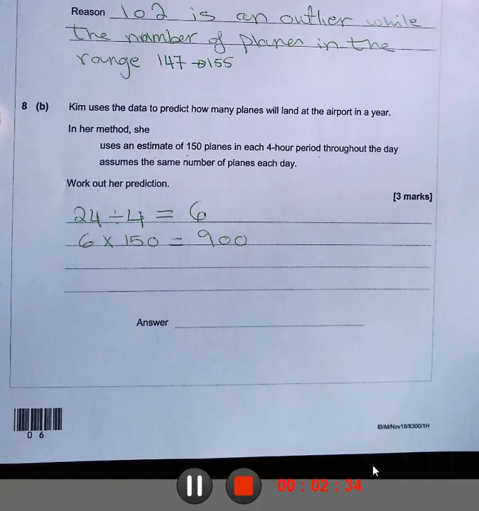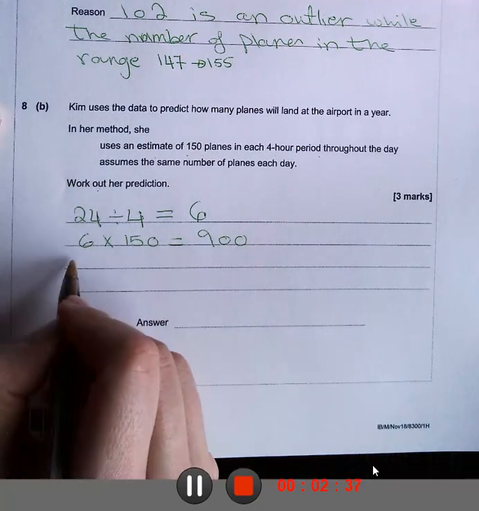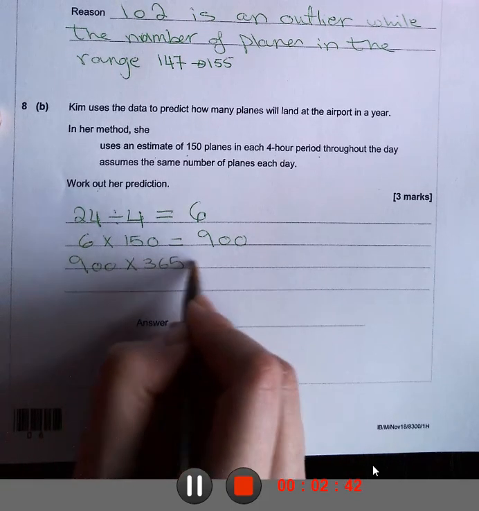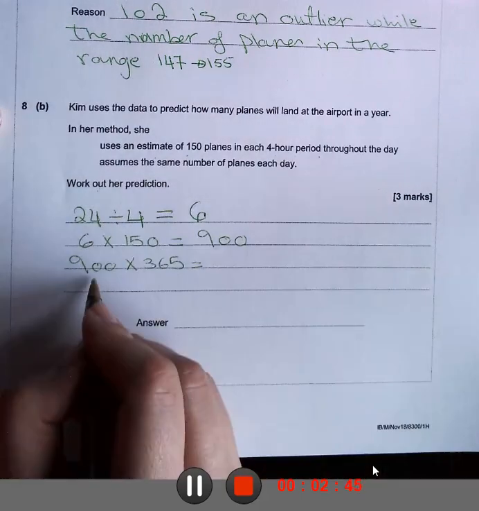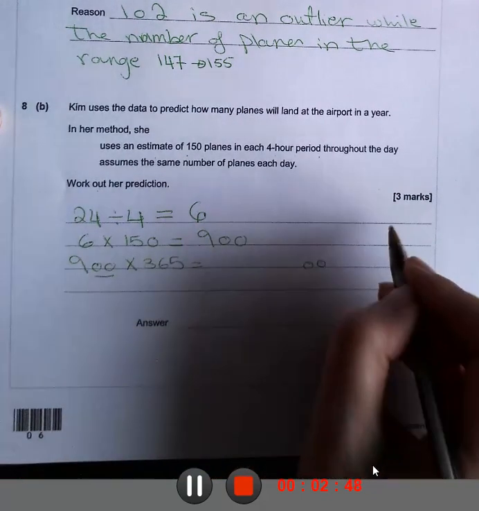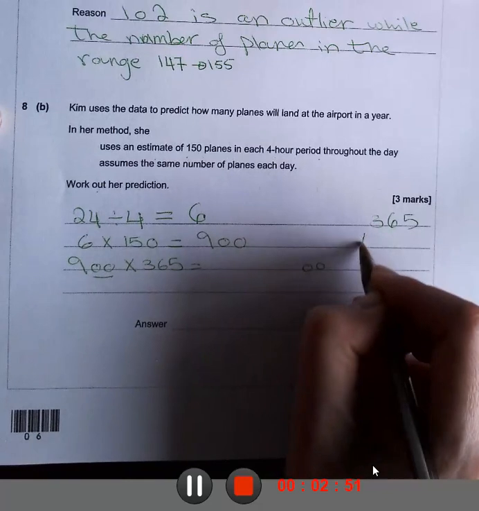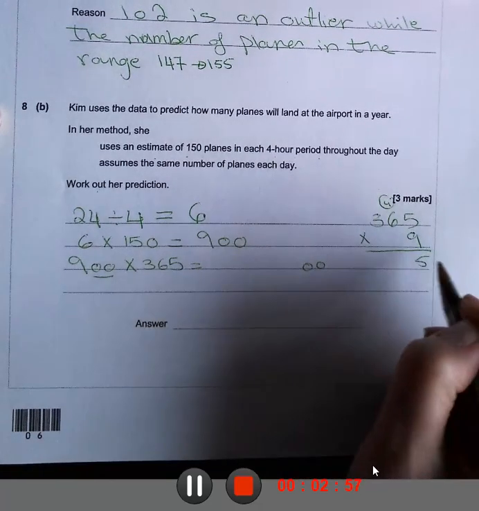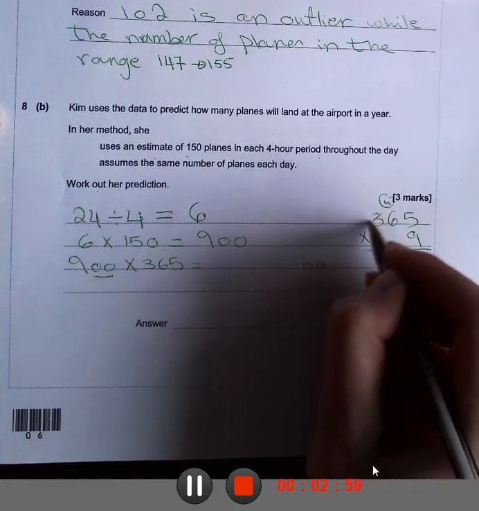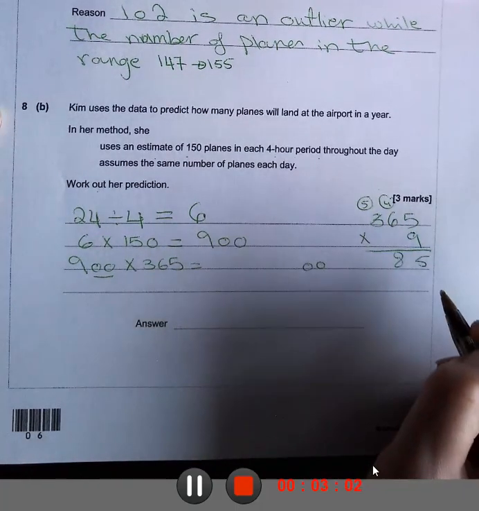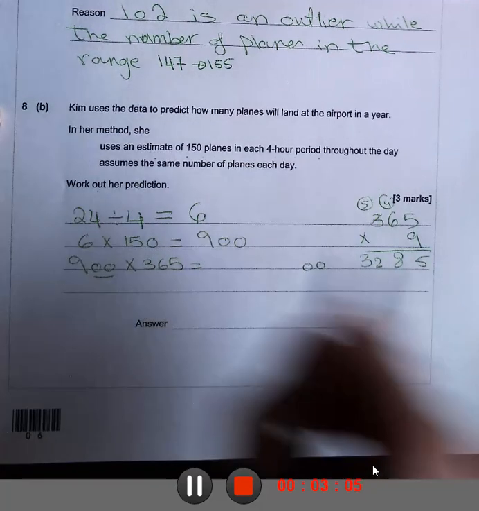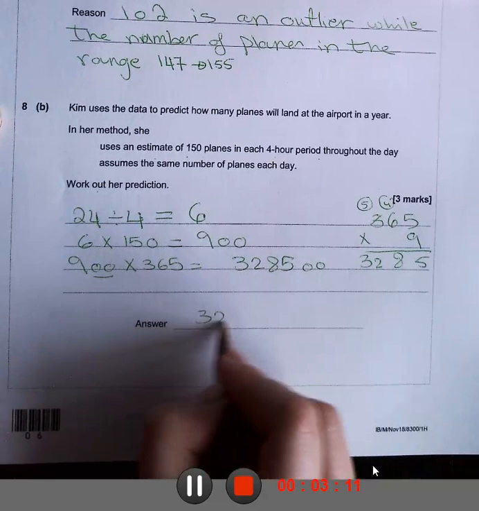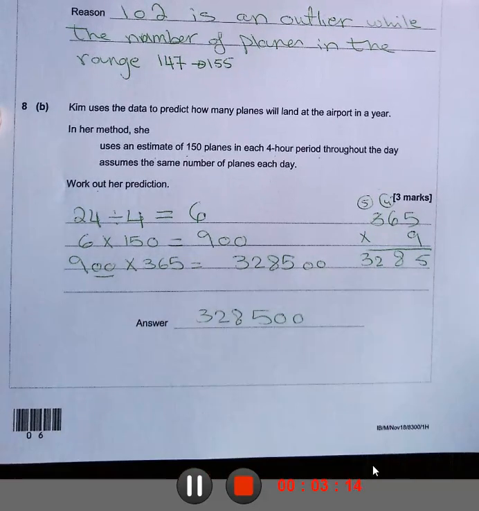To know how many planes land in a year, we are going to multiply the 900 by 365, which is how many days during the year. To be able to do that, first we are going to put the 2 zeros down, and then we are going to multiply 365 by 9. 9 times 5 equals 45. 9 times 6 equals 54, plus 4 equals 58. 9 times 3 equals 27, plus 5 equals 32. So the number of planes is 328,500 planes.